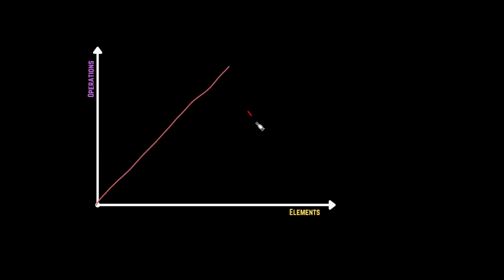The formula of this graph is x equals y. The bigger the input size, the more operations we have to solve. This is quite easy to understand. Usually we incur in linear time when we have to loop over, let's say, a list. Let me actually show you with some code.